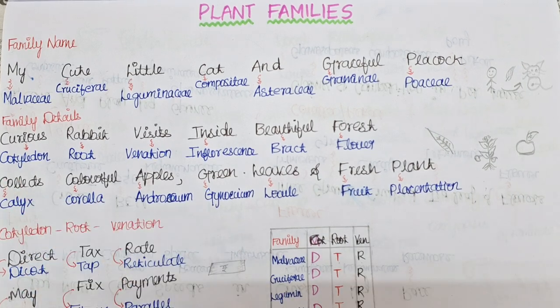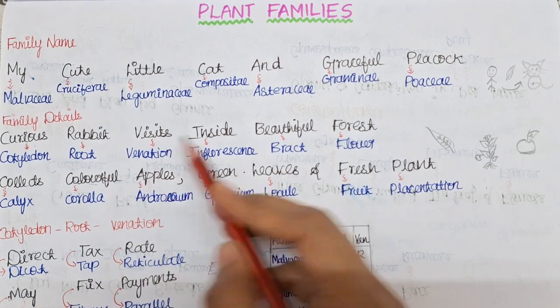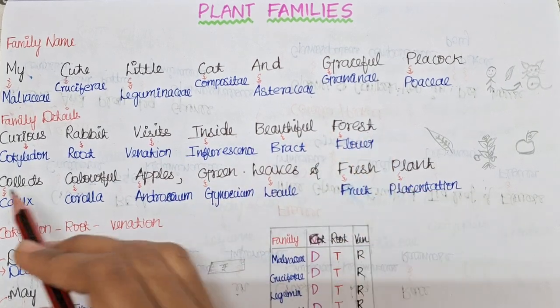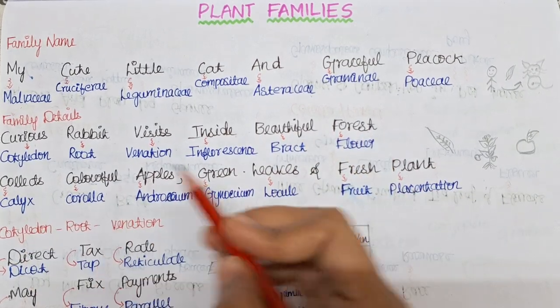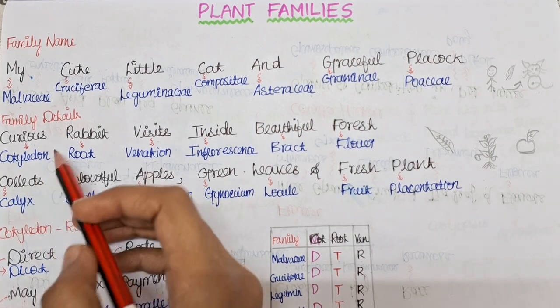So what is the short trick to memorize the family details? Curious rabbit visits inside beautiful forest, collects colorful apples, green leaves and fresh plant. Three things it is collecting. So let's see the explanation.